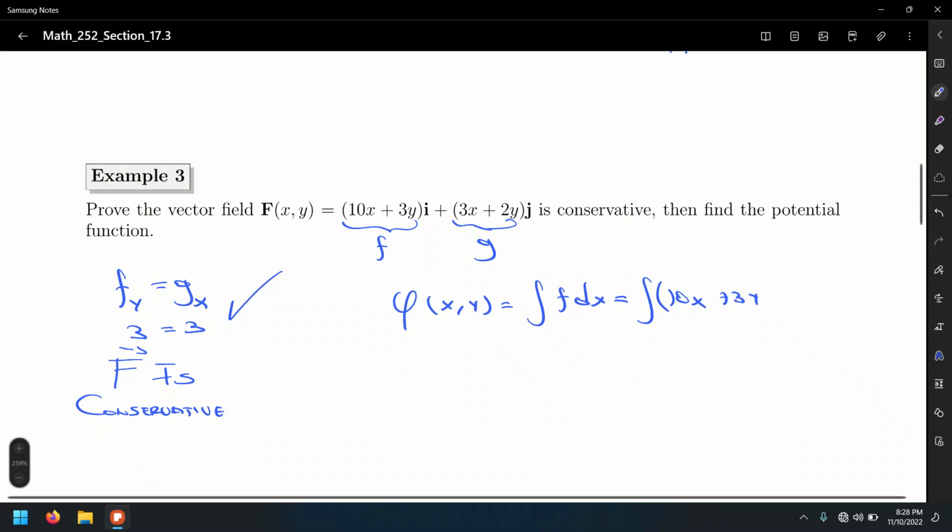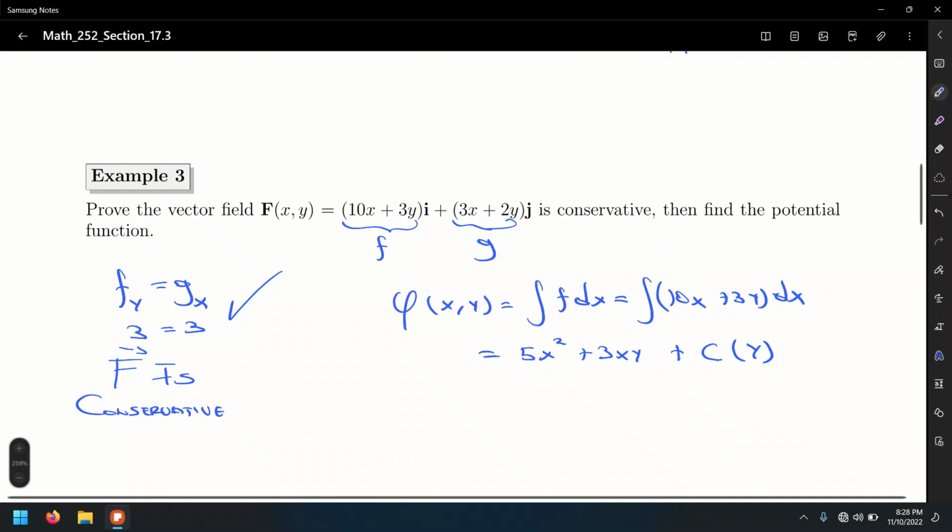plus 3y dx. And the integral of 10x with respect to x, isn't that 5x squared? And the integral of 3y with respect to x, that's plus 3xy. And in this case, plus some constant c, which is a function of the other variable that we didn't take into account in the integration. In this case, a function of y.